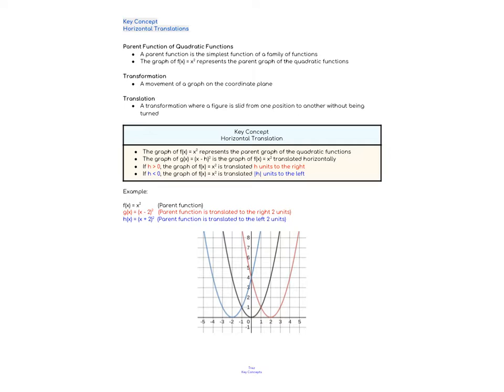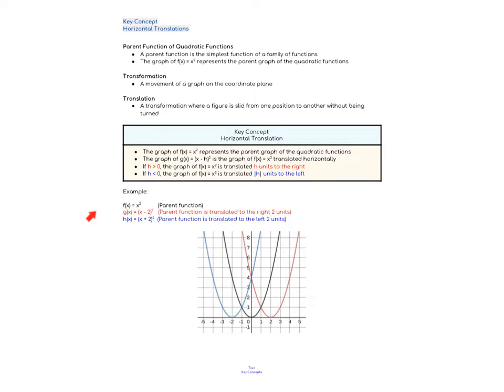Okay, next we have our horizontal translations. So the graph of f of x represents the parent graph of the quadratic function. The graph of g of x equals parentheses x minus h squared is the graph of f of x equals x squared, the parent function, translated horizontally. So now we're going right or left. If h is greater than 0, we're going to go to the right. If h is less than 0, we're going to move to the left.